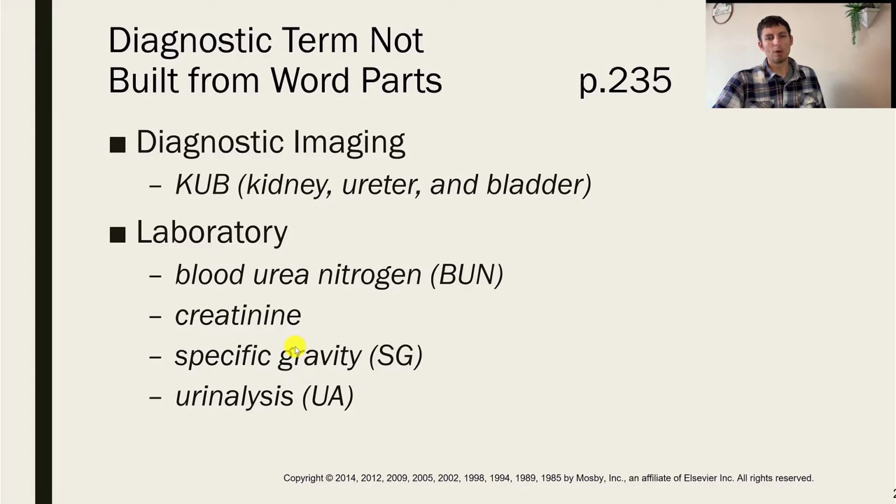Some laboratory words such as BUN, or blood urea nitrogen, creatinine, specific gravity, and urinalysis are all very common laboratory tests that will be done in order to help diagnose a patient's urinary system. We see this a lot with patients that have failing kidneys due to disease or abuse, as well as with infections. We will start seeing all of these done on a fairly regular basis.